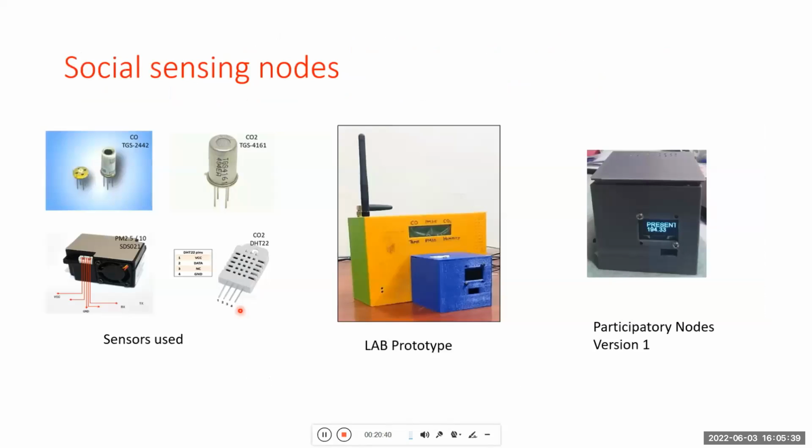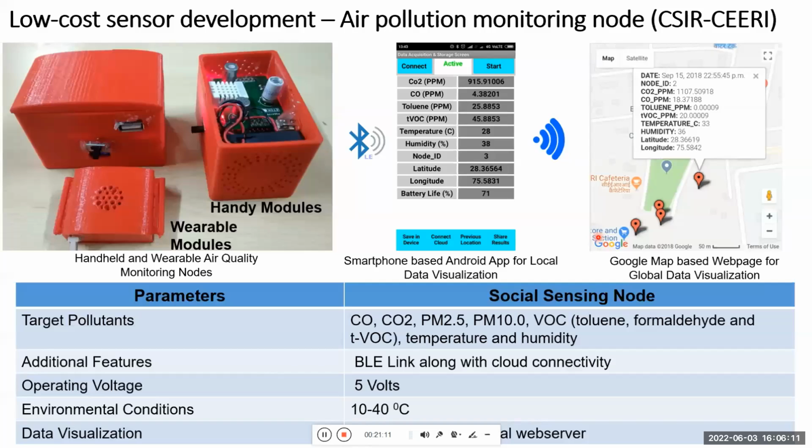Our nodes are social sensing nodes we have developed in our lab as prototype models. We have a few sensors like TGS2442 for CO, CO2, TGS4161, DHT22, a well-known sensor for academia, and SDS021 for PM2.5 and PM10. So we developed a lab prototype having LoRa, Wi-Fi, Bluetooth, and an Android app. And this is the final low cost sensor development.